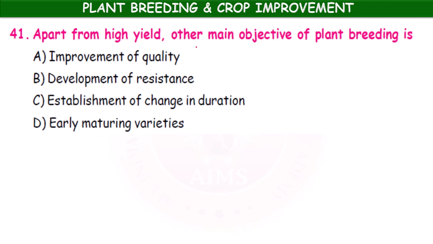Apart from high yield, the other main objectives of plant breeding are improvement of quality, development of resistance, and establishment of change in crop duration, that is, early maturing varieties. This is also a multi-correct answer: A, B, C, D.